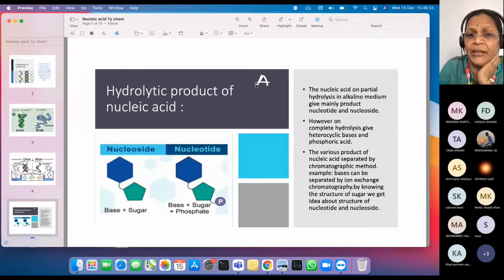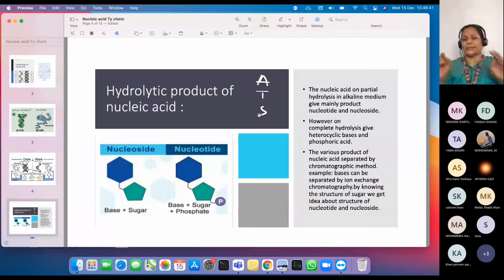Keep in mind ATS. What is this ATS? I tell you: A for acid, T for tide, and S for side. You remember the anti-terror squad, we call it ATS. So A is for acid, nucleic acid.